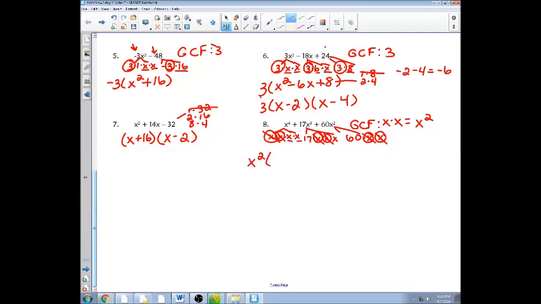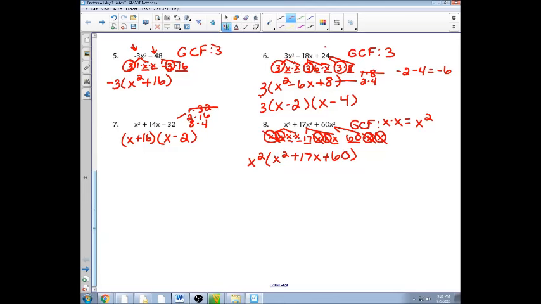What's left for my first term? X squared. What's left for my second term? 17x. What's left for my third term? 60. My signs are both positive in my initial problem, so my signs will be positive again. Are we done yet? I am not 100% sure. I'm going to look to see if I can take a GCF out of what's inside the parentheses. In this case, I would not be able to.